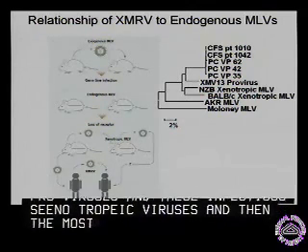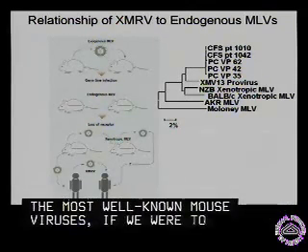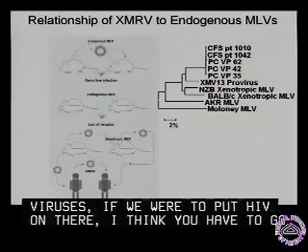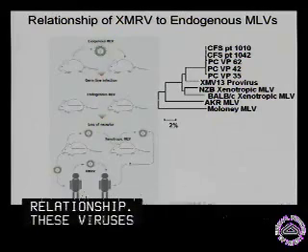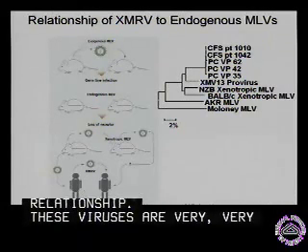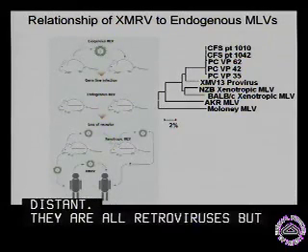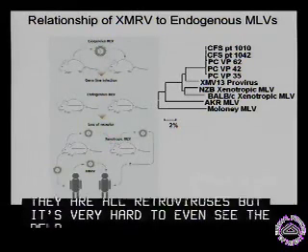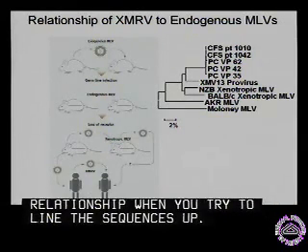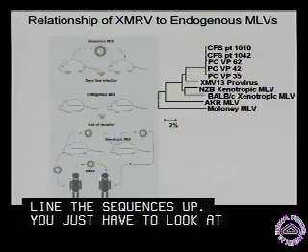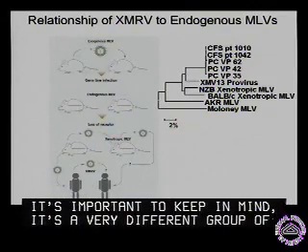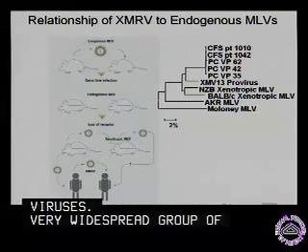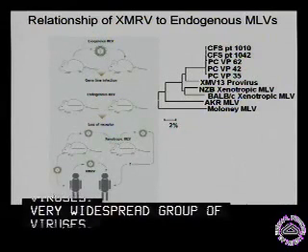If we were to put HIV on there, I think you'd have to go all the way over to that wall and come back again to get the relationship. These viruses are very, very distant. They're all retroviruses, but it's very hard to even see the relationship when you try to line the sequences up. You just have to look in certain very, very specific areas. So it's important to keep in mind this is a very different group of viruses, a very widespread group of viruses, particularly in mammals, and even a few bird isolates.